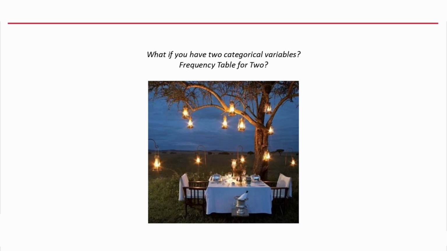So if you have one categorical or qualitative variable, you could use the frequency table, you could use a bar chart with percents or counts, or you could use the mosaic plot or the pie chart. We have options, but they all only use one variable. What if you have two? What is our frequency table for two variables?